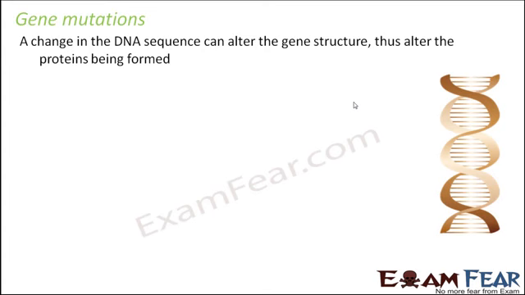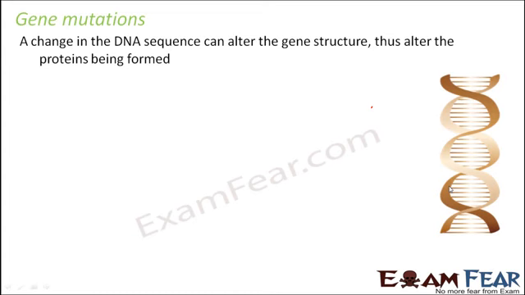So what happens in gene mutation? Here, a change in the DNA sequence can alter the gene structure. The structure of the gene is made up of the nucleic acids, made up of the DNA. So anything which changes the sequence of the DNA structure will alter the gene structure. And when the gene structure gets changed, it alters the proteins which are being formed because the sequence of the bases on the DNA actually gives instructions for the protein to be synthesized. Now, how exactly that process happens, we will discuss in our next lesson.